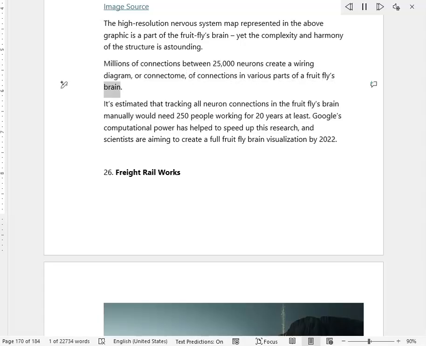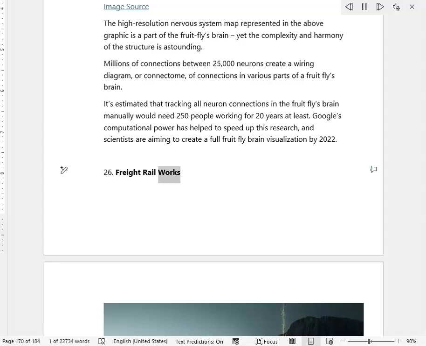It's estimated that tracking all neuron connections in the fruit fly's brain manually would need 250 people working for 20 years at least. Google's computational power has helped to speed up this research, and scientists are aiming to create a full fruit fly brain visualization by 2022.